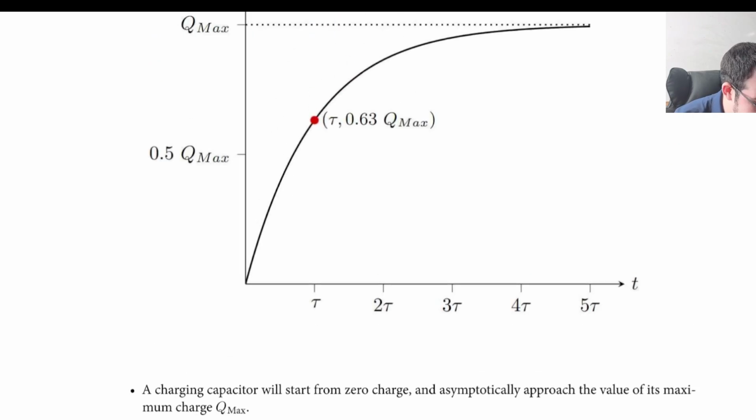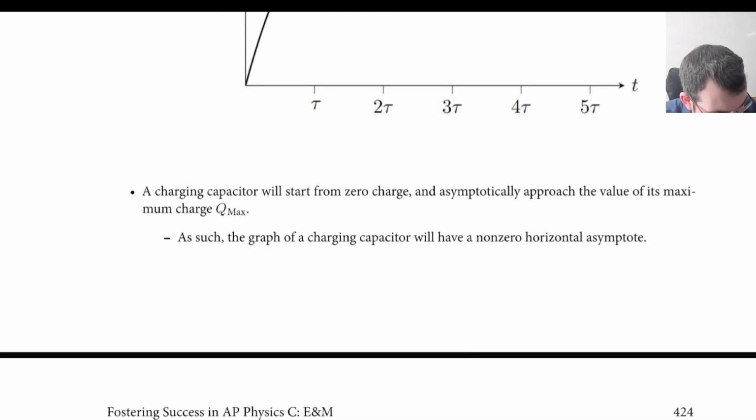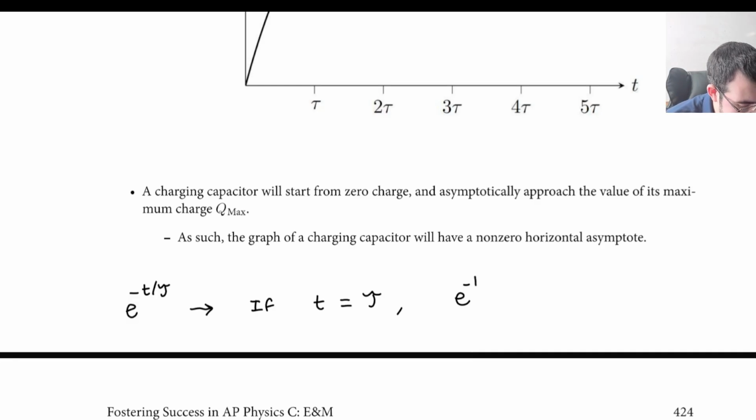And that's because if we work it out, we're really looking at e to the negative t over tau. So if t equals tau, then we get e to the -1 because we're dividing the same thing, right? Tau divided by tau is 1, so we get e to the -1, and e to the -1 is roughly 0.37. So 37% is kind of the main value we're looking at for time constant.